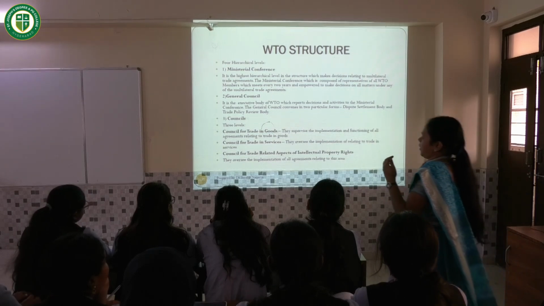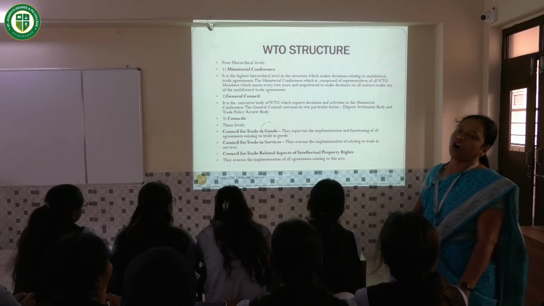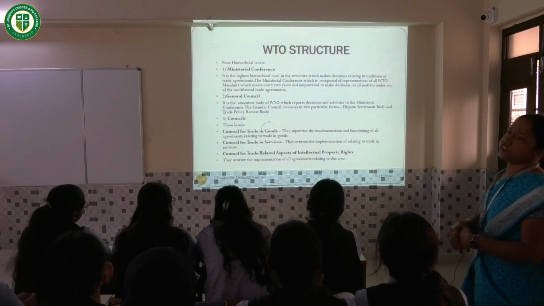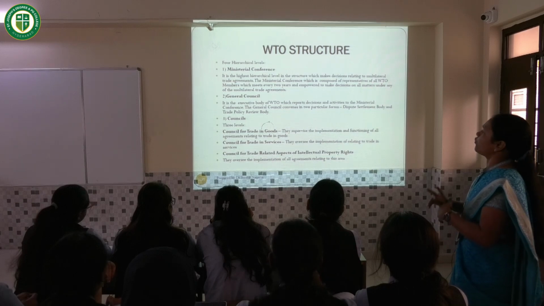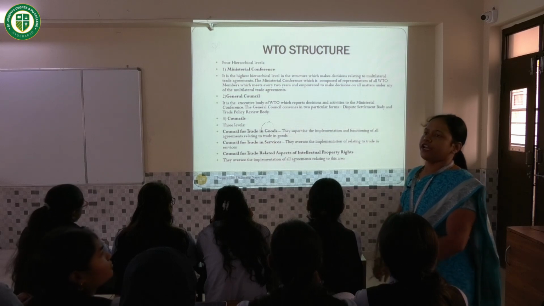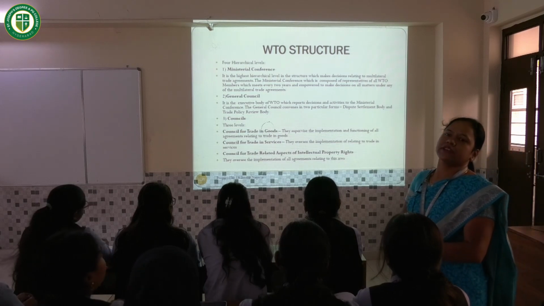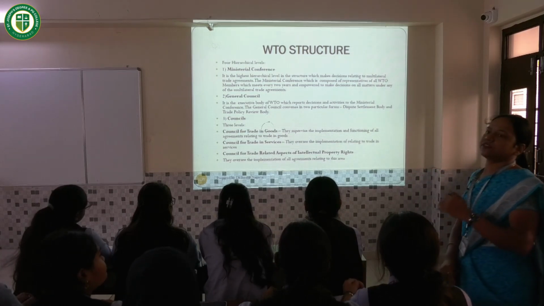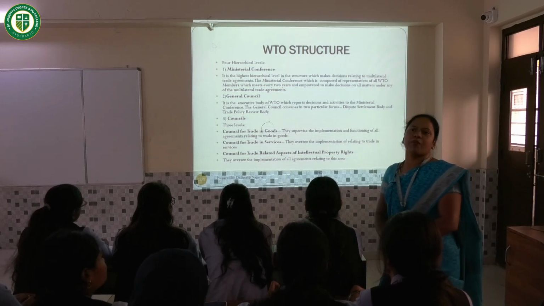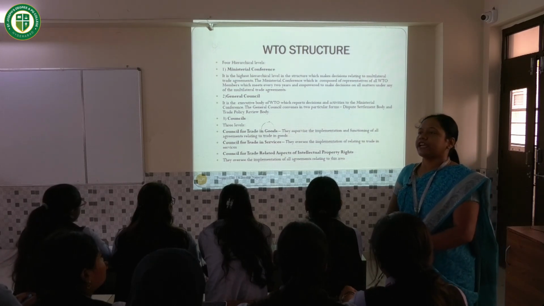The second level in the structure is the General Council, which is the administrative body of WTO, which looks after the activities of the ministerial conference by taking two forms. The first one is the dispute settlement body. Dispute is any kind of non-agreement between the countries. So they come up with various measures to see that disputes can be reduced and the member countries can have an amicable relationship. The second form is the trade policy review body, which suggests measures for how the review of trade policy can take place.